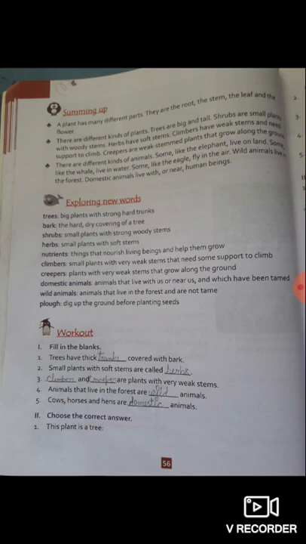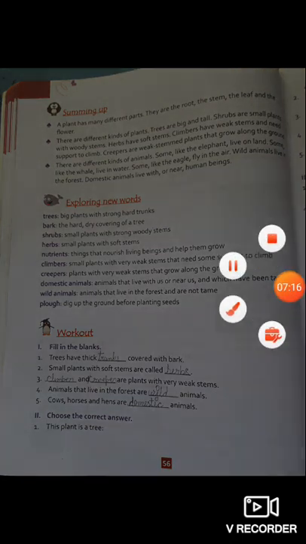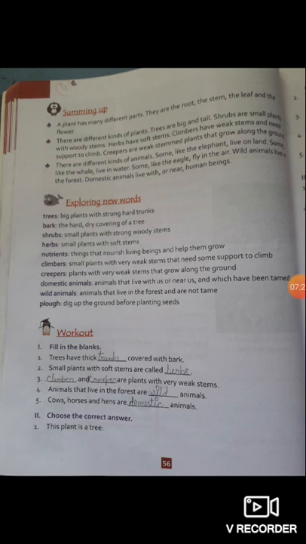Coriander and mint are other examples of herbs. Now students, next is climbers. Students, climbers are plants with very weak stems. They are unable to stand on their own and need some support like a wall or a tree to climb.